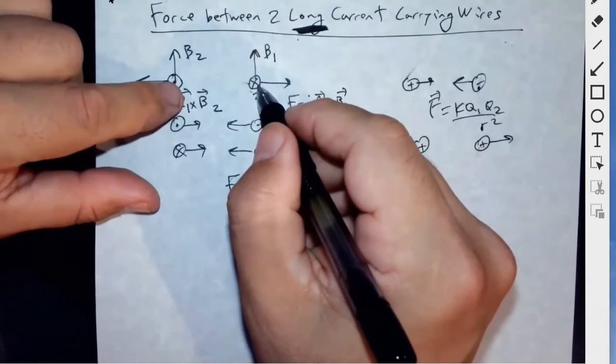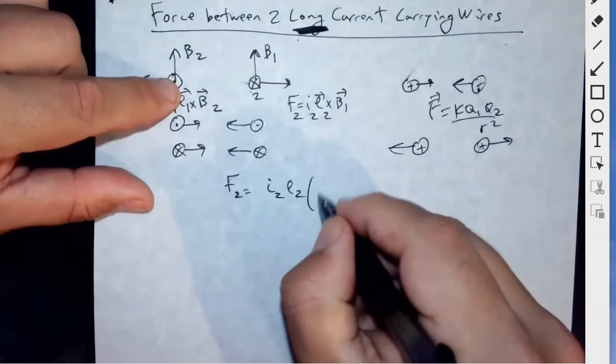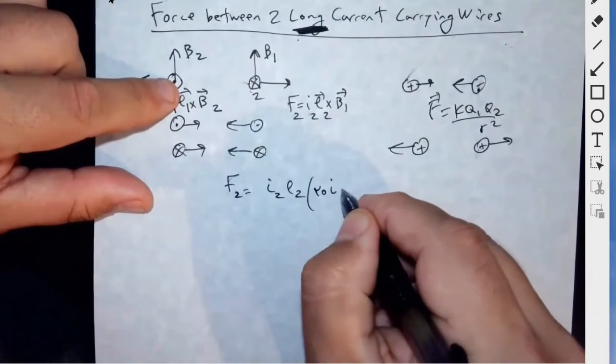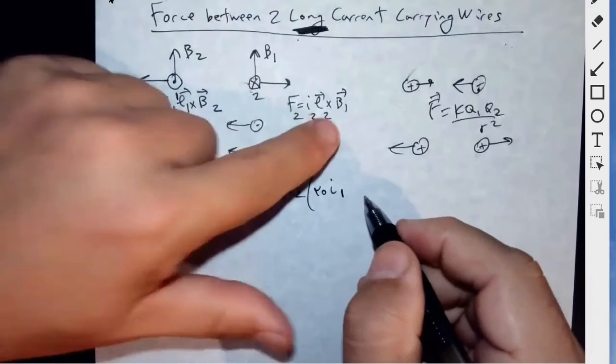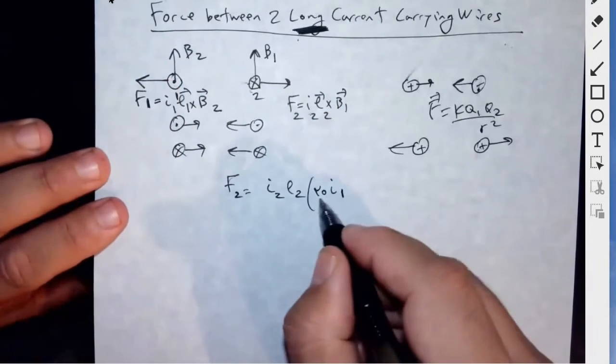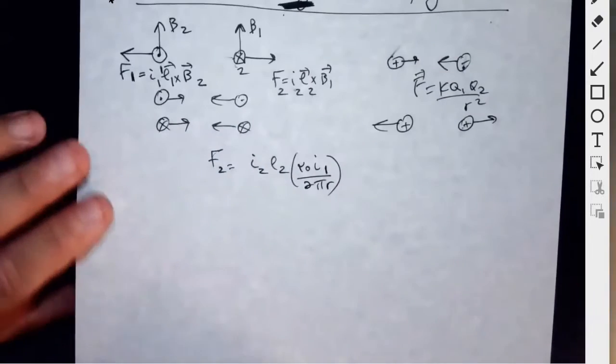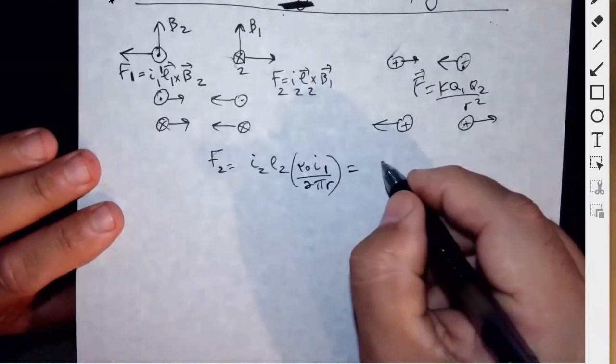So B field created by a long wire, what's the equation for that? Mu 0 I1 over 2 pi R, right? Because that's the B field created by wire 1. There you have it. That's our Coulomb's law.